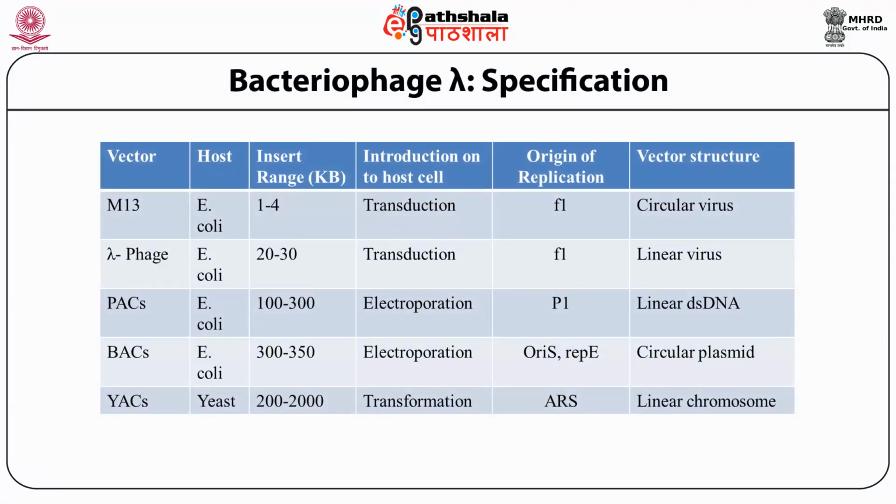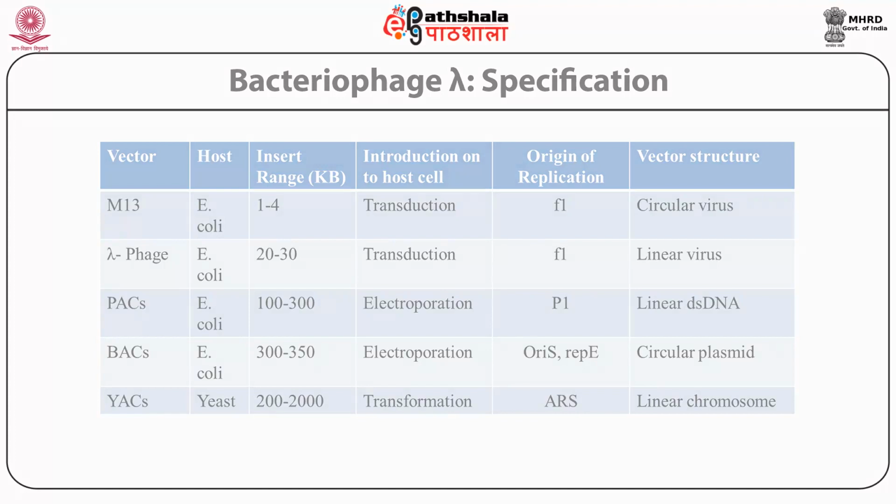In the present table, we can see different types of cloning vectors with their compatible host, insert size, origin of replication, and their form of DNA. Here you can see M13 vectors, which have an E. coli host, and these can accommodate 1 to 4 kb DNA. These are transduced, have an F1 origin of replication, and are in circular form in the host cell. Likewise, for lambda phage, P1 derived artificial chromosomes, bacterial artificial chromosomes, and yeast artificial chromosomes, you can see the different features in the table.